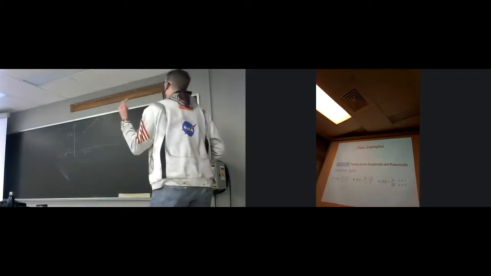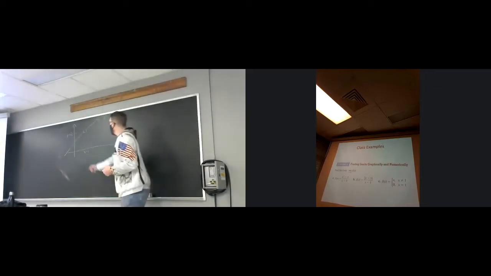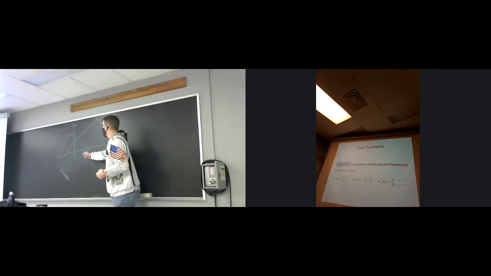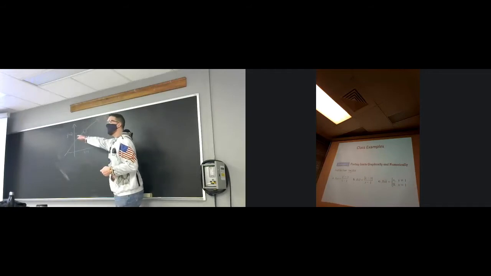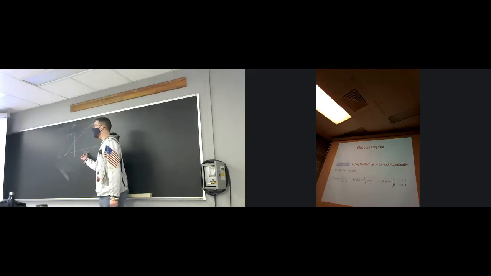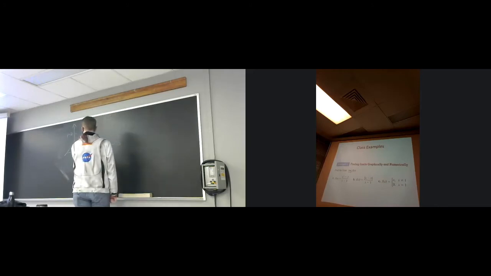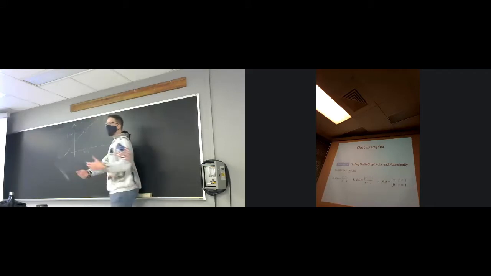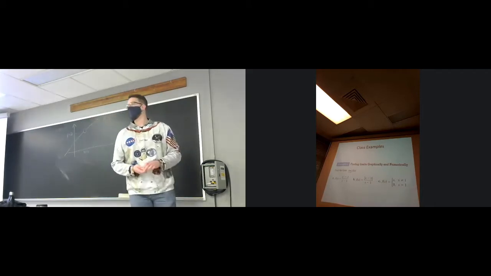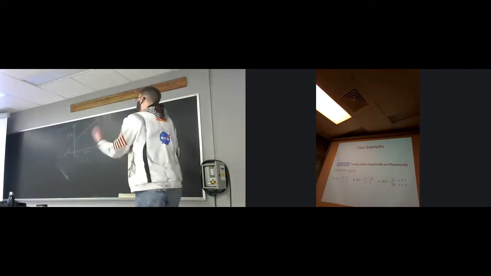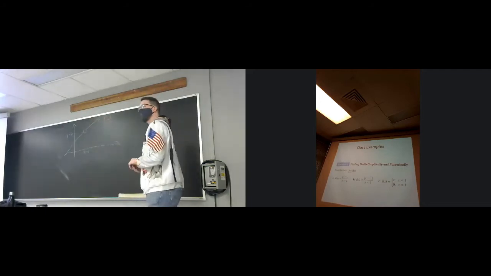So when we take the limit as X approaches 1, we should expect to get 2 out, right? Because look what happens when we get close to 1. When we get close to 1 over here on the left, we're getting close to Y is equal to 2. And when we get close to 1 from the right, again, we get close to Y is equal to 2. But we can't put in 1 to verify this.